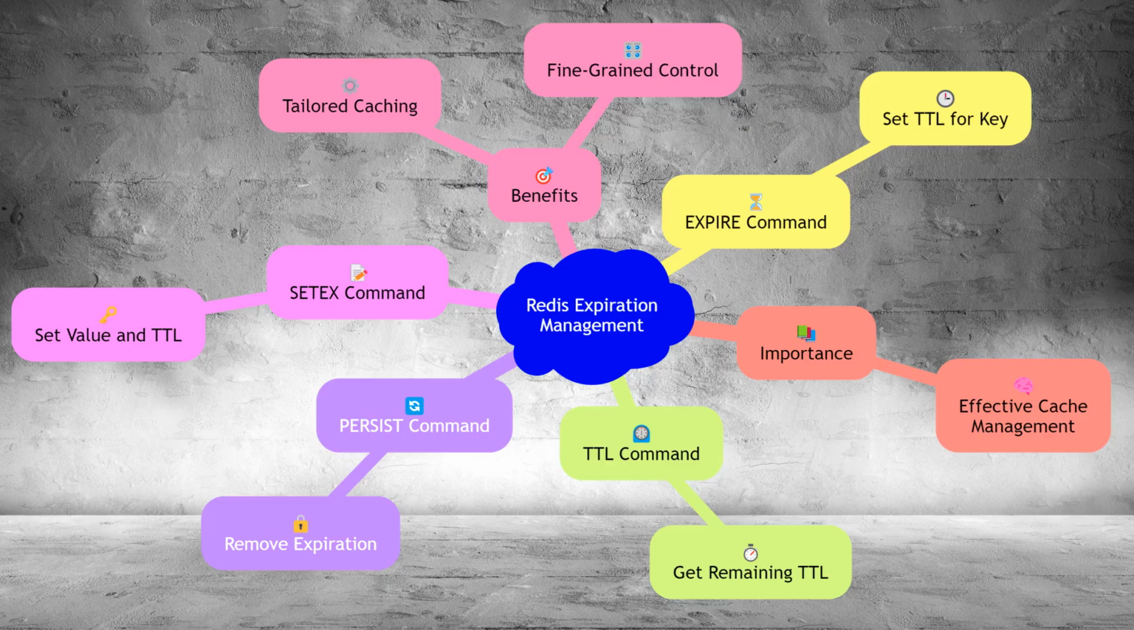Redis provides several commands to manage expiration policies effectively. The EXPIRE command sets a TTL for a specific key, while the TTL command returns the remaining time to live for a key. The PERSIST command removes the expiration from a key, making it persistent. Additionally, the SETEX command sets both the value and expiration time for a key in one step. These commands offer fine-grained control over your cache's expiration policies, allowing you to tailor the caching behavior to your application's requirements. Understanding and utilizing these commands is essential for effective cache management.